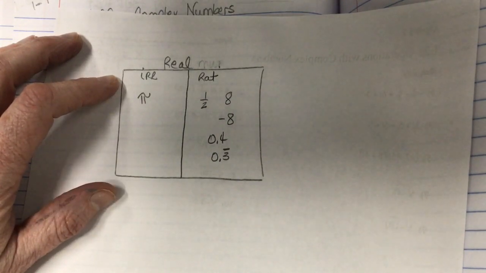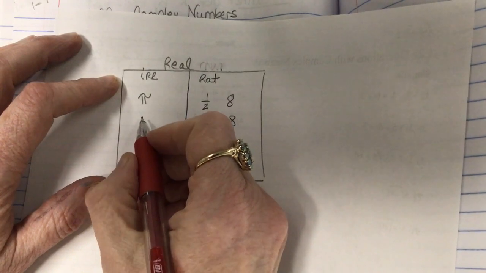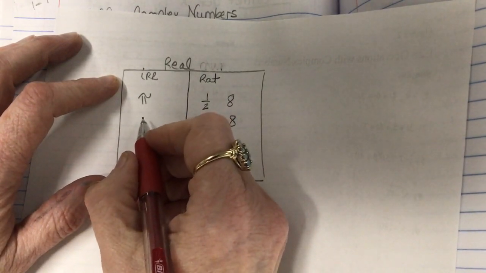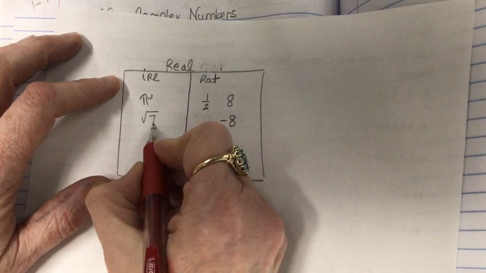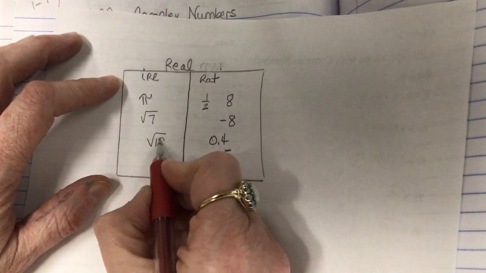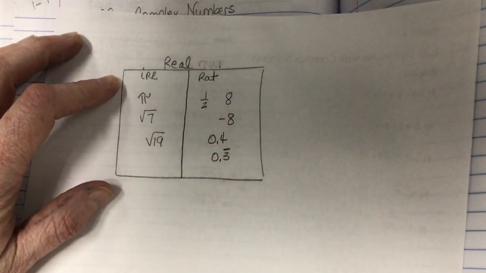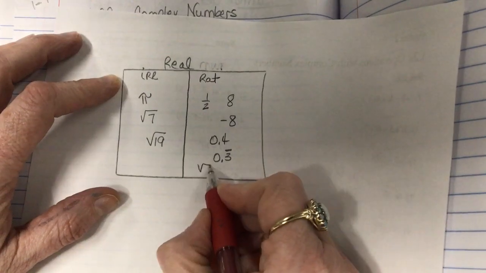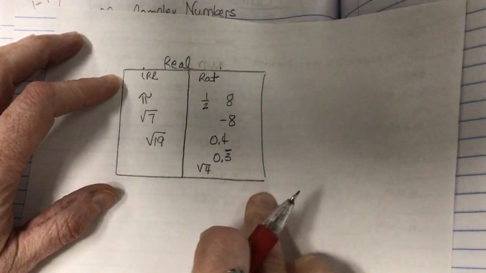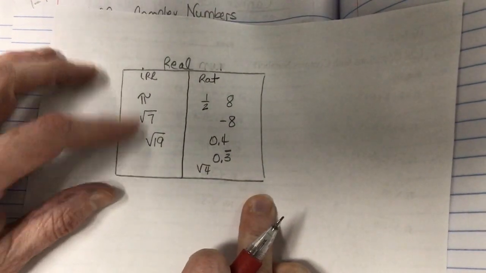And then what fell into that category is when you started seeing, and I don't know when, maybe Algebra 1, Algebra 2, square root of 7, square root of 19, those non-perfect squares. You know, now square root of 4 is going to be over here because that's 2. Square root of 36 is going to be over here. But those are the irrational ones.